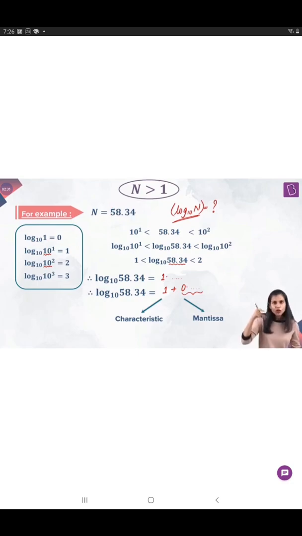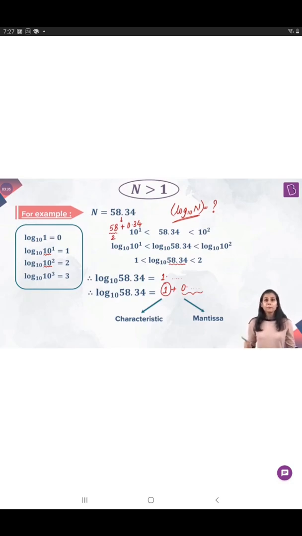Well, examine your input, okay? Your input is 58.34. Clearly, the input has an integral part, which is 58, and a fractional part, which is 0.34. Count the number of digits in the integral part of your input. So, input's integral part is 58. So, 58 means 5 and 8. 2 digits in the integral part. 2 minus 1 is 1, which will be the characteristic. That's it. Yeah, it's so simple.